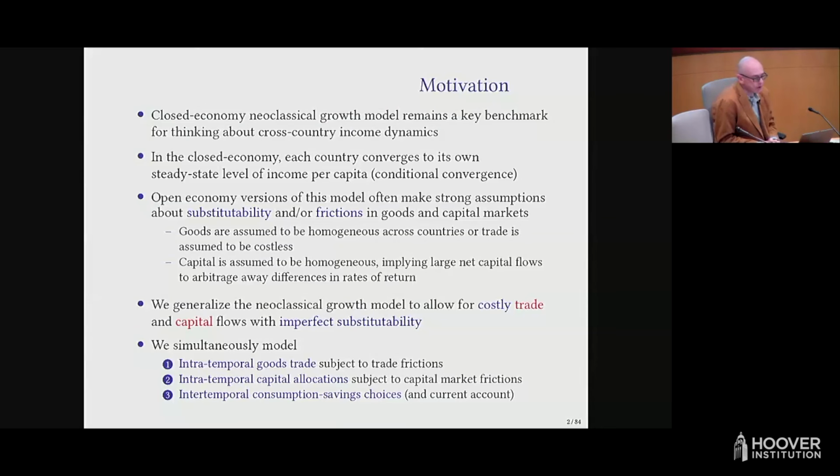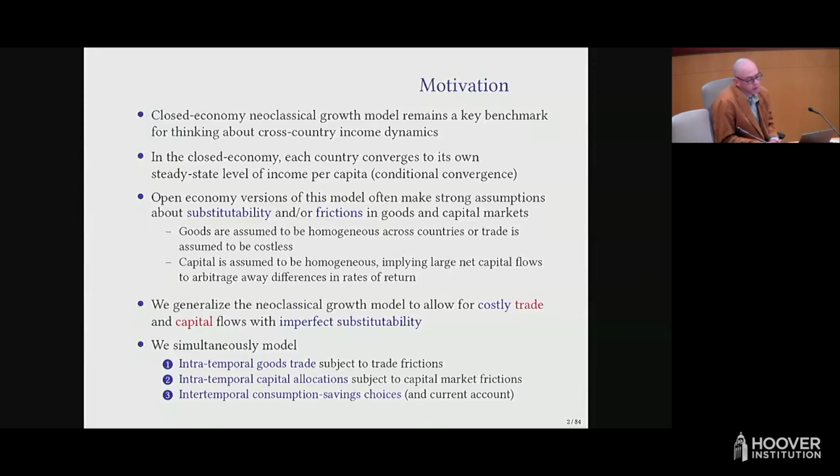If you think about open economy versions of that model, they often make very strong assumptions about substitutability in goods and capital markets, or about frictions in goods and capital markets. So for example, in some open economy versions of that model, goods are assumed to be homogeneous across countries and trade is assumed to be perfectly costless, whereas we all know in the real world, trade costs are potentially important in shipping goods between countries. Similarly, in capital markets, capital is assumed to be homogeneous, which implies potentially very large net capital flows to arbitrage away differences in rates of return. And again, that doesn't seem to be a feature that we observe in the data.